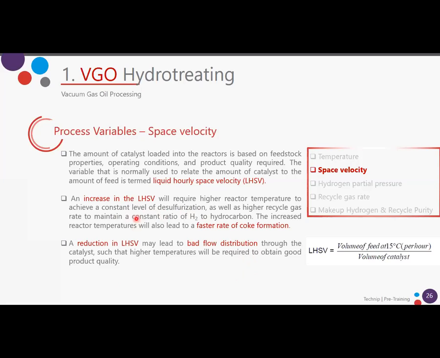Because in this, if you increase the LHSV, you will have lower residence time, so you will have poorer reactions, so you will have to increase the temperature again, and here you will have a bad flow distribution, so you will have to increase the temperature also to compensate for this bad flow distribution through the catalyst.